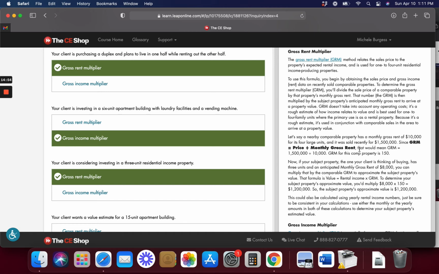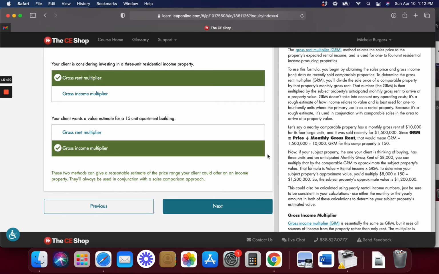All right. If you're considering investing in a 3-unit residential income property, it would be the gross rent multiplier. And like I said, you may get clients, investors that want doing this. And personally, I'm one of these investors that would do that. However, I would do my homework. I wouldn't go up to a real estate salesperson and ask them to sit and calculate this for me, because I don't really feel like that's their job.